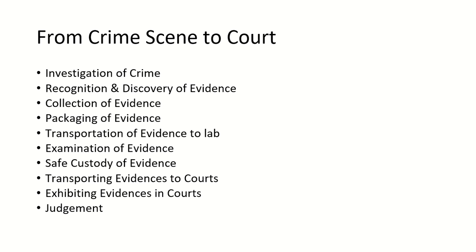Now, from crime scene to court, how the whole procedure is done, these are the following steps. Investigation. First is investigation of crime. The next is recognition and discovery of evidences. Third is collection of evidences, then packaging of evidences, transportation of evidence to the lab, maintaining chain of custody, examination of evidences, safe custody of evidences, transporting evidence to the court, exhibiting evidences in court along with their examination or analysis report, then judgment.